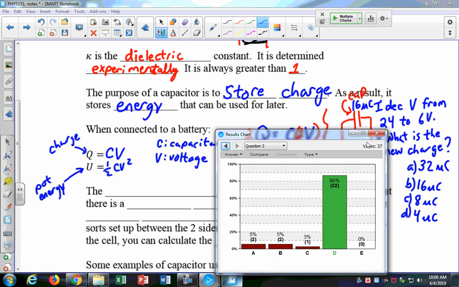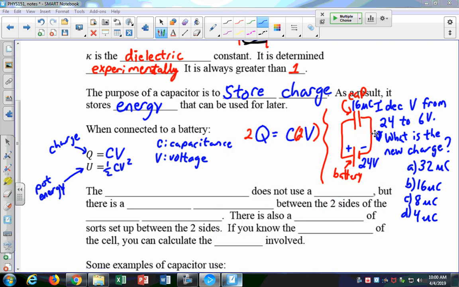Okay, D is right. So if I'm changing my voltage from 24 to 6, that means I'm dividing it by a factor of 4, right? Because 24 times 1/4 is equal to 6. And then whatever I do to that, I also have to do to the charge. So my charge was initially 16, and I multiply it times 1/4, so it's equal to 4. So 4 is the right answer.